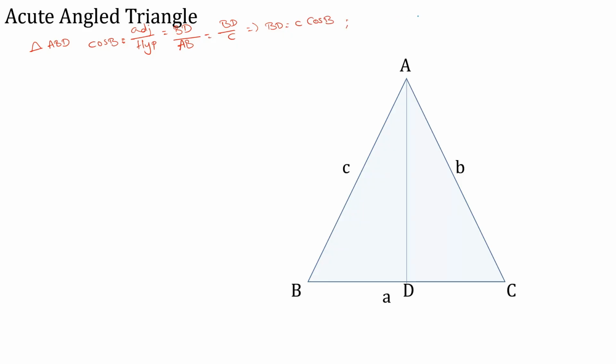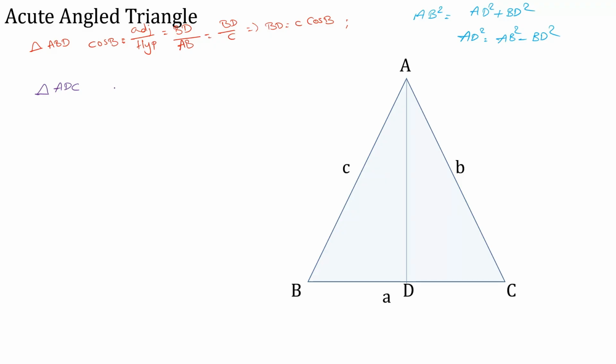Along with this, we'll apply the Pythagoras theorem as well. That is, hypotenuse square is equal to sum of squares of other two sides. So hypotenuse here is AB. AB square is equal to AD square plus BD square. Then AD square can be written as AB square minus BD square. Now let us get into the next triangle ADC.